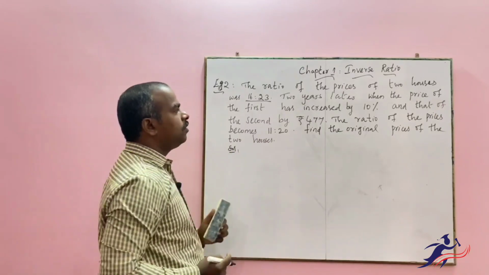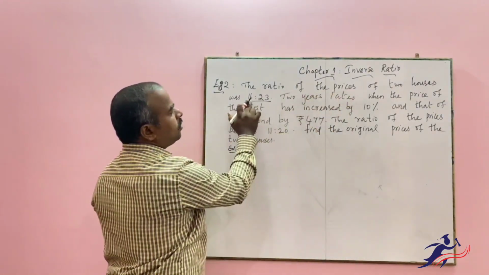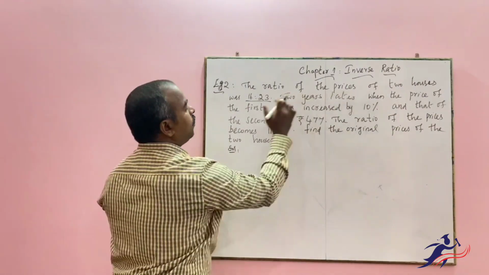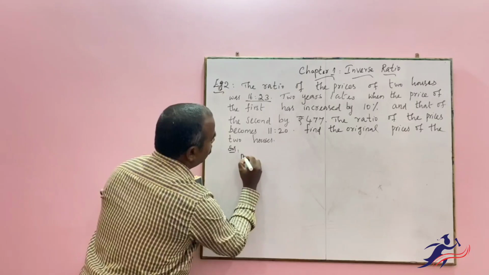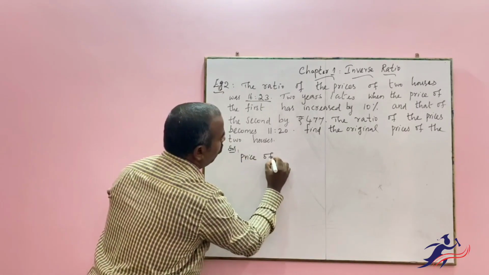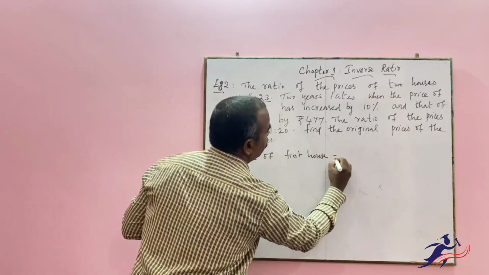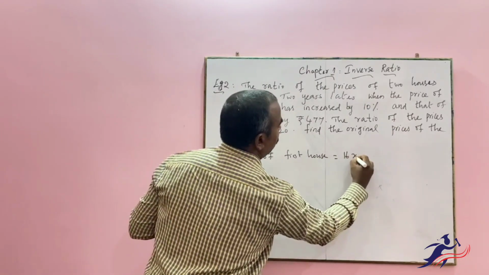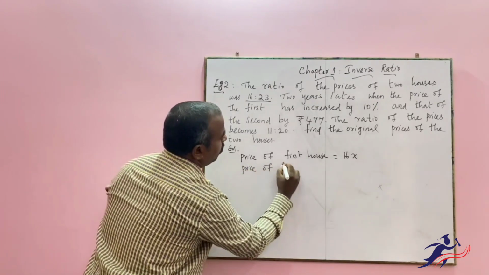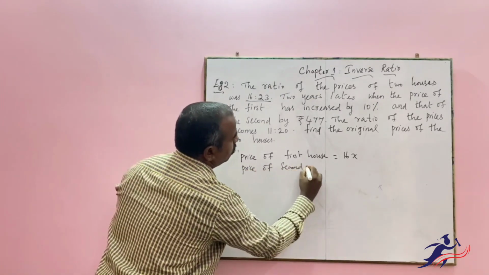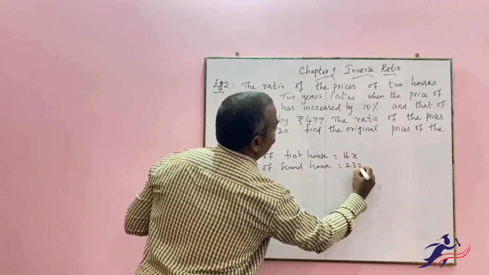Solution. So we write the price of the first house is 16x, the price of the second house is 23x. That is, price of first house is equal to 16x. Price of second house is equal to 23x.